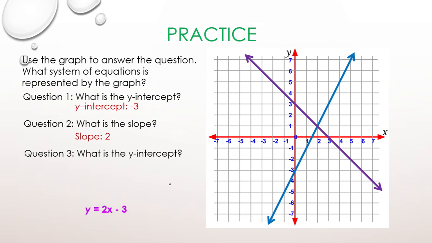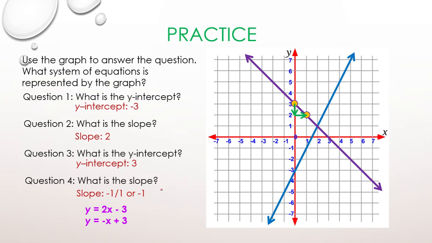Do the same thing for the purple line. We have y-intercept of +3. Slope is going to be -1 because we're going down 1, right 1. So we have the equation -x plus 3. And those are the two equations. And the solution to this system of linear equations is going to be this point right over here. And that is 2, 1.